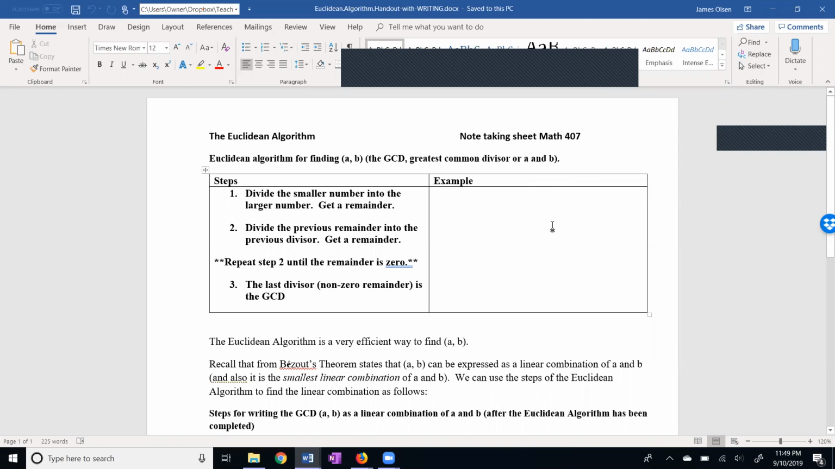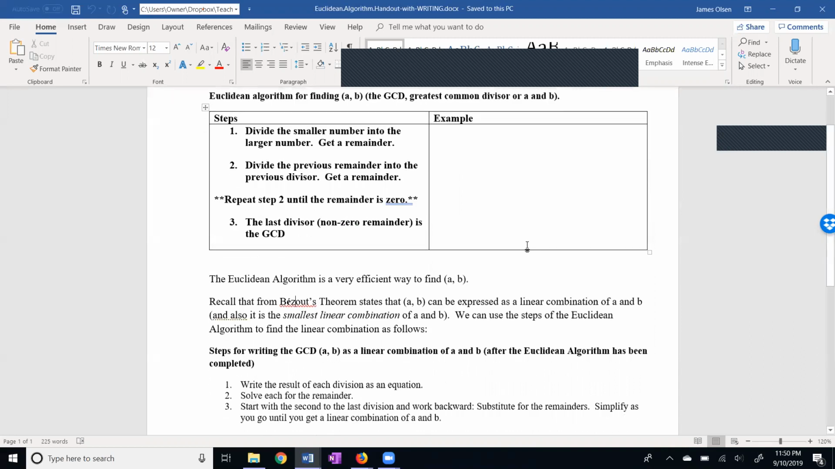Here are the 3 steps. You take your 2 numbers, you divide the smaller number into the larger number and get a remainder. Then you divide the previous remainder into the previous divisor, getting a new remainder. Then you repeat step 2 until the remainder is 0. When you get a remainder of 0, you are done. The greatest common divisor is the last divisor, which is also the last non-zero remainder.